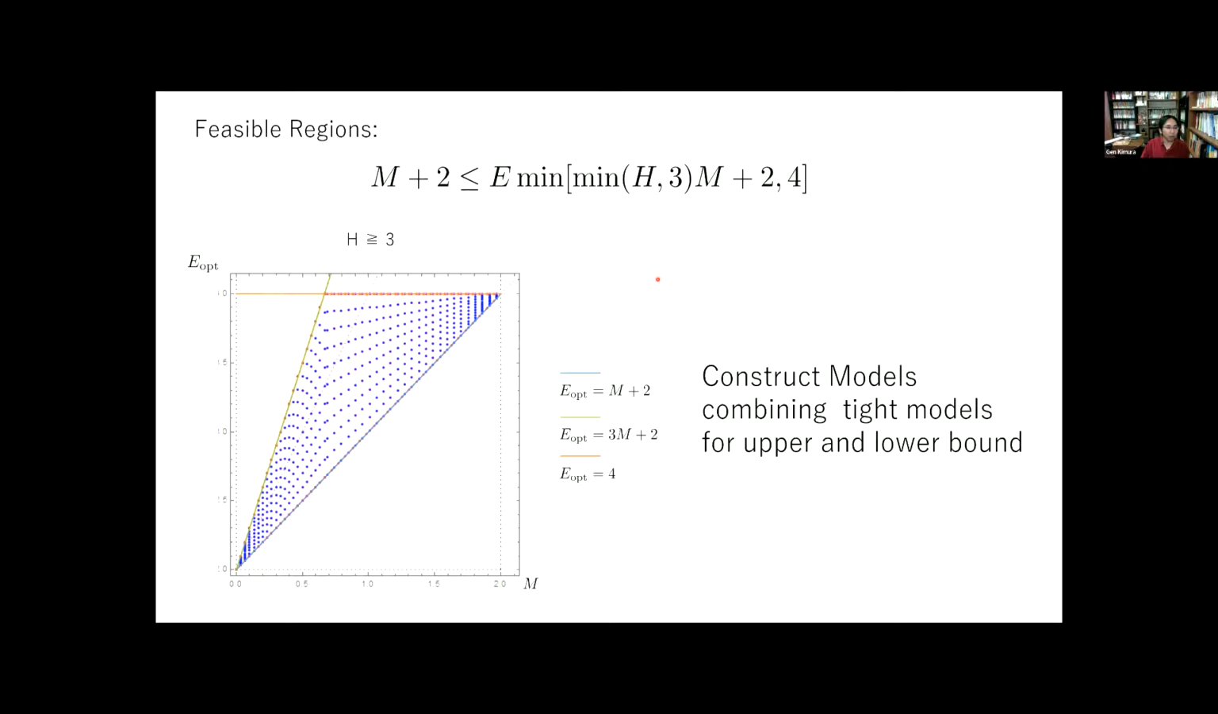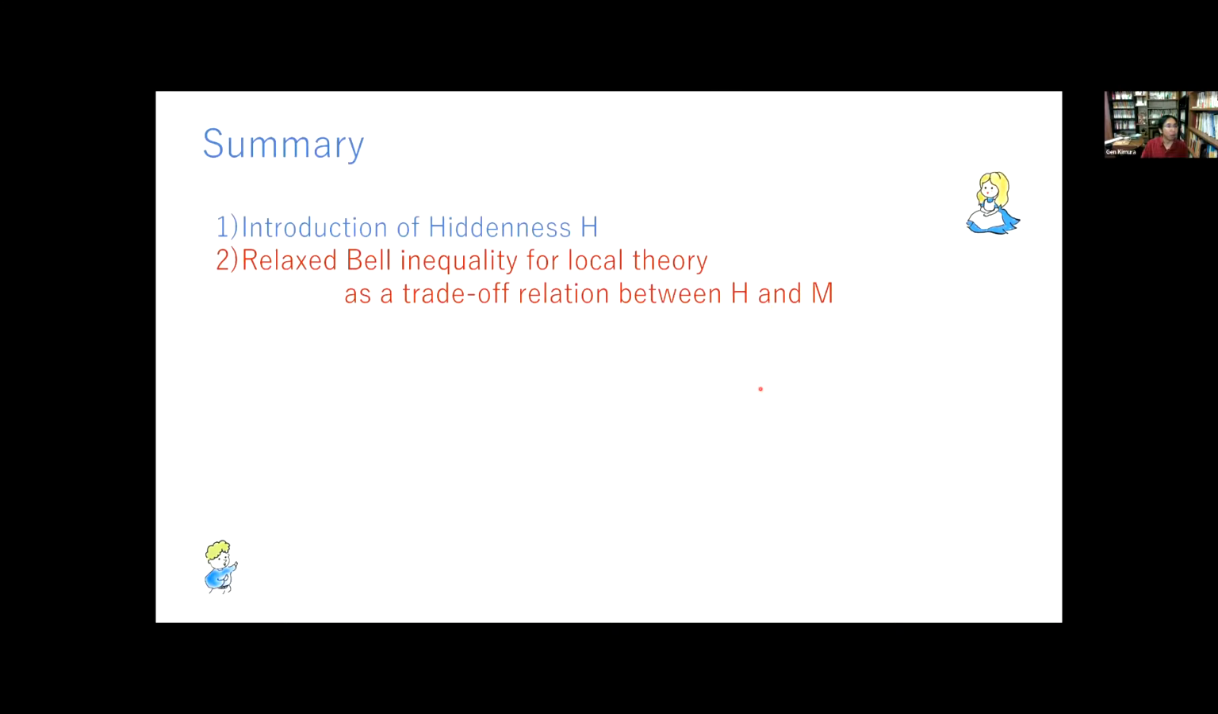And technically, this was not so trivial. Actually, we constructed the models which attain any point sandwiched by these regions, combining the tight models for upper bounds and lower bounds. But both the measurement dependence and the optimal CHSH values are not affine with respect to the probability of hidden variables. That makes the problem quite non-trivial. So we need to use some trick. But anyway, these are the feasible regions. Okay. So let me summarize.